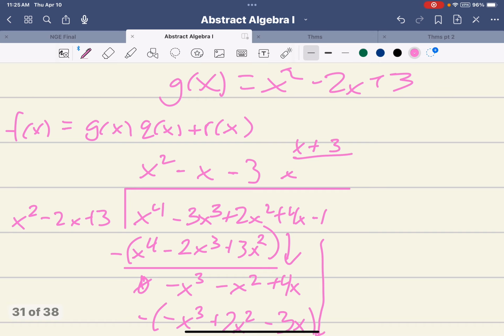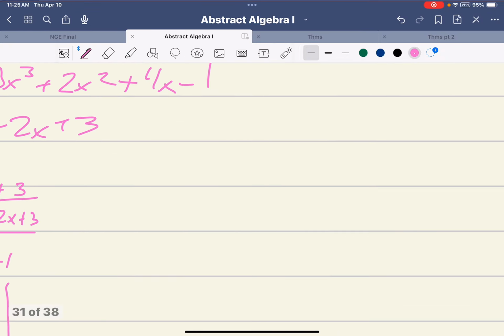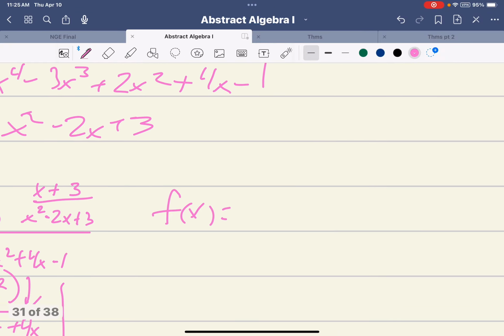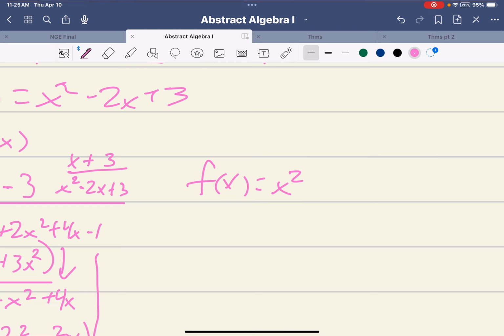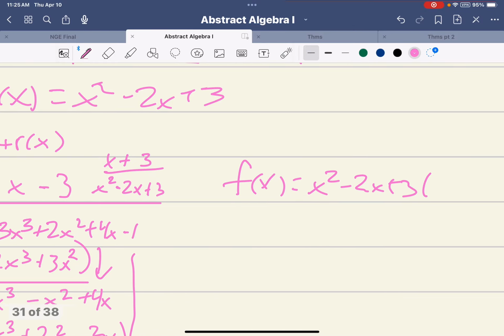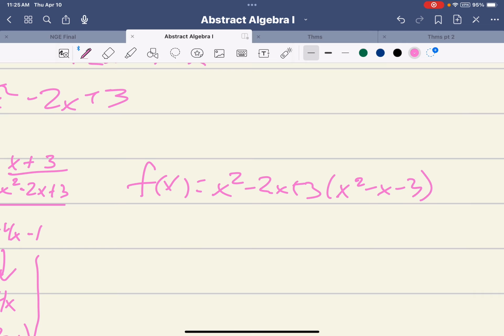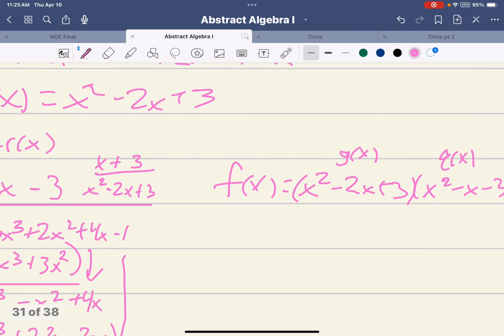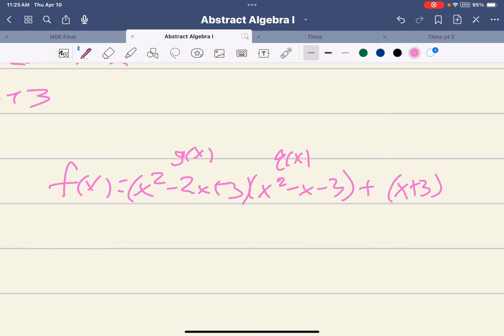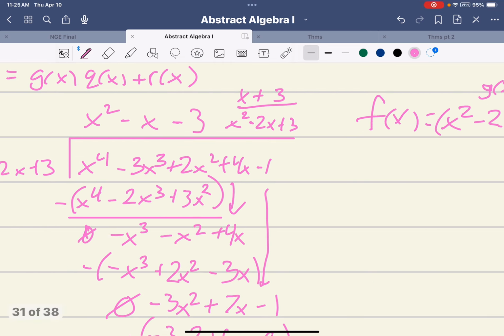And then that's over our, what did I call it? A divisor. I still don't know if that's right. But this means that f of x equals our divisor, x squared minus 2x plus 3, times x squared minus x minus 3. So this is g of x, right? This is our q, and then we have to add x plus 3. Notice I'm not doing the fraction thing because that's just for the long division.